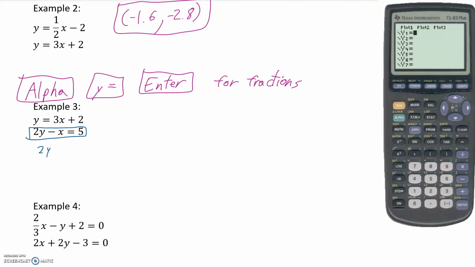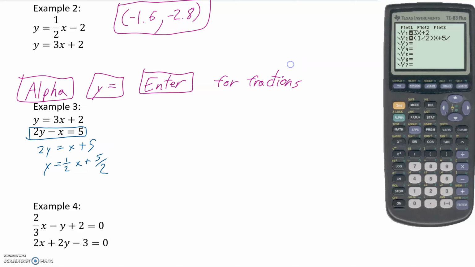So 2y equals, and then we just add x to both sides. So x plus 5. And then we're going to have to divide 2 on both sides. So y equals 1 over 2x plus 5 over 2. Okay, so we divide by 2 on both sides, and now we can use that equation. So now that we have that, now we can type in the first equation, 3x plus 2. And then the second equation, 1 divided by 2x plus 5 divided by 2.